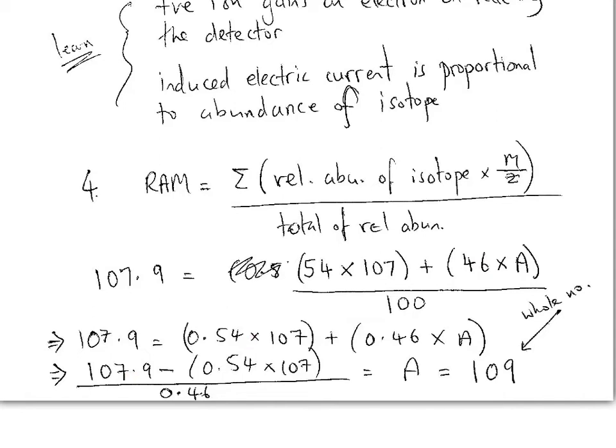107.9 subtract 0.54 times 107 divided by 0.46 gives you A, which is 109. It's a whole number because you cannot get a decimal point of a proton or a neutron, so it's been rounded to the nearest whole number.